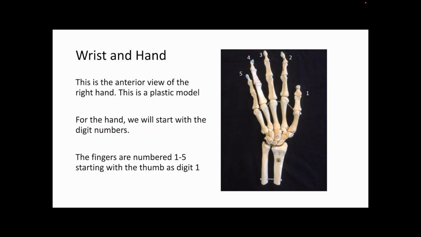Here we have the wrist and hand, anterior view of the right hand. You can see how the radius and ulna meet the carpal bones. For the digits, numbering starts with the thumb as digit 1 and goes outward to digit 5 on the pinky.